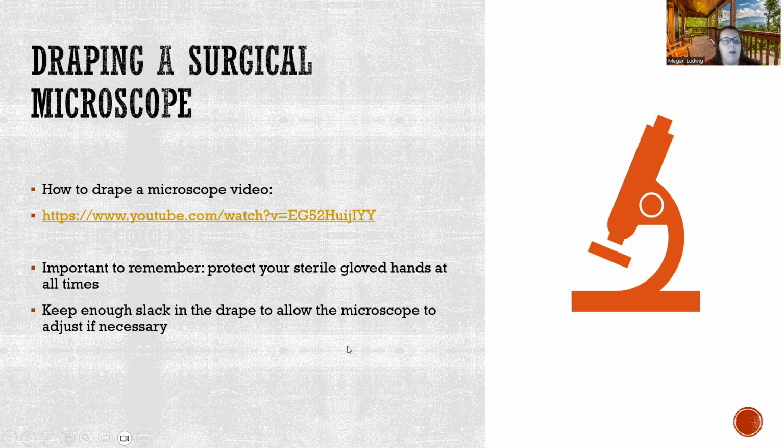Another thing to keep in mind is as you're draping it, you're going to keep a little bit of slack around the arm piece of the microscope, because sometimes they'll raise the microscope up away from the field if they're doing different dissection, or lower it so they can use it and see. So there might be some adjustment needed, that you don't want the drape too tight.